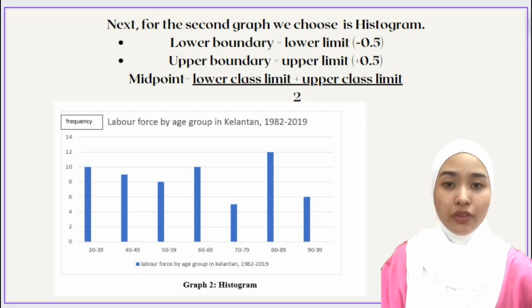For the last graph, we chose the ogive. To get the ogive graph, the lower boundary, which is the lower limit, must be subtracted by 0.5. The upper boundary, which is the upper limit, must be added with 0.5. For the ogive, Y is frequency and X is age.